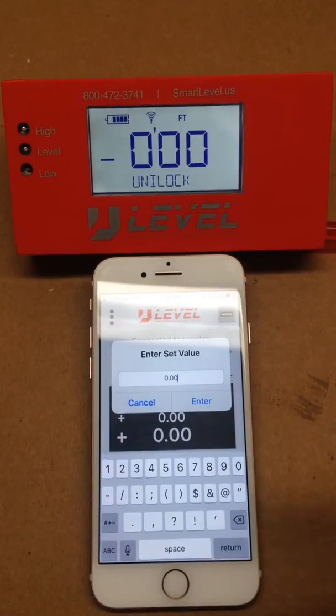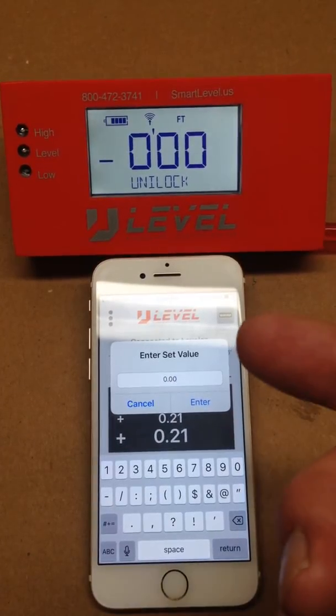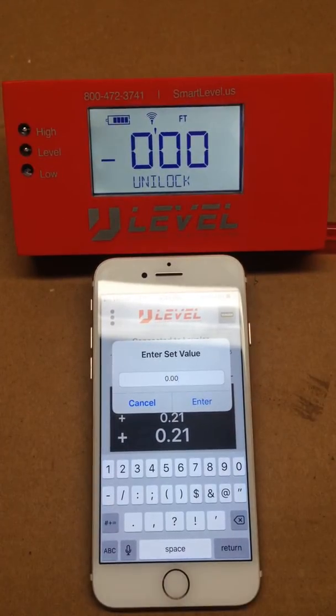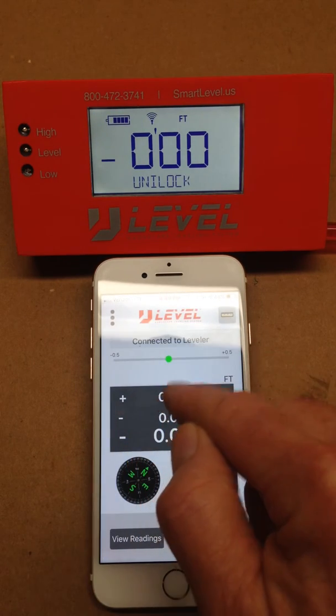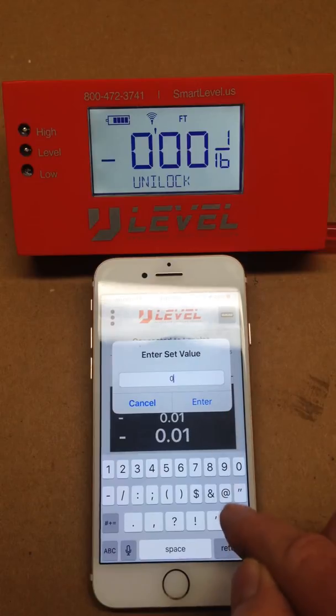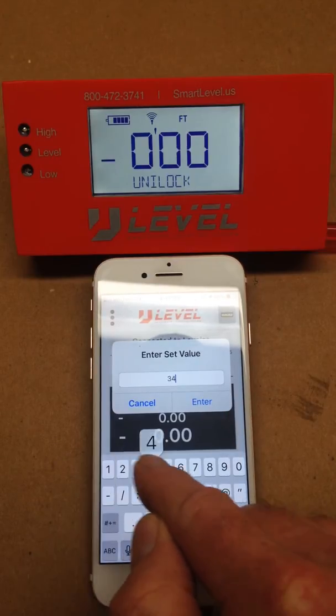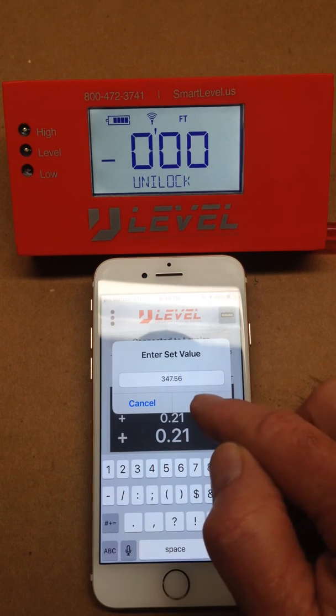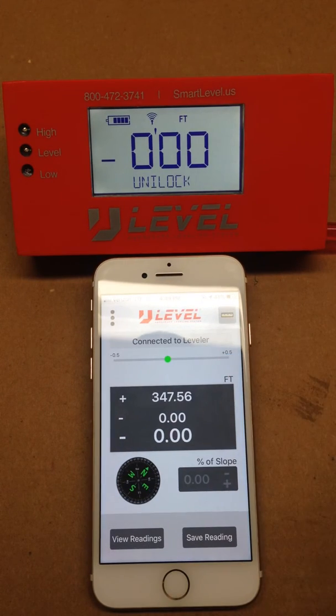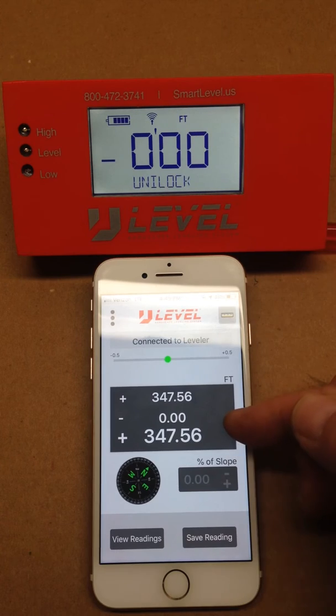we enter our set value. This will usually be figured off of a manhole cover or some set structure that the U.S. Corps of Engineers or Civil Engineering has established already as feet above sea level. It could be, we'll say, 347.56 feet above sea level is your starting point. You'll zero the level at this starting point.